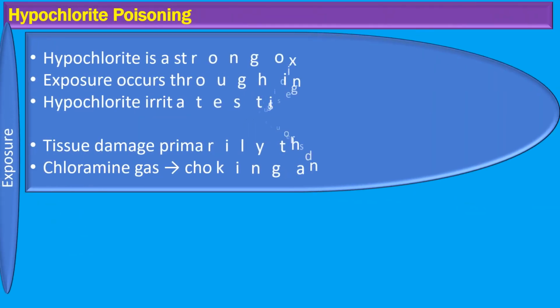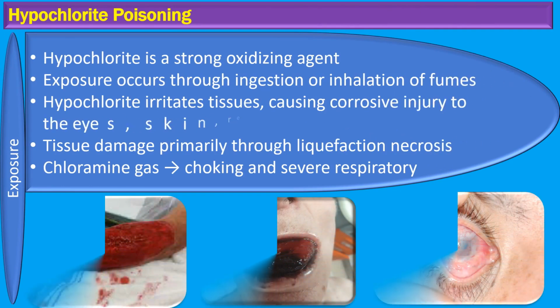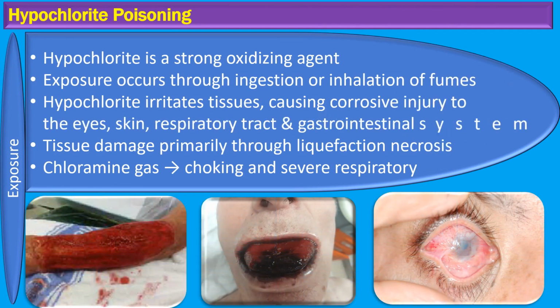Understanding the pathophysiology of hypochlorite poisoning is vital for prevention, prompt diagnosis, and effective treatment. So let's begin by understanding what happens when hypochlorite, a strong oxidizing agent, encounters organic tissue. Our exposure to these chemicals can happen in several ways. Direct contact with the skin, ingestion, or even inhalation of the fumes are all possible routes. Hypochlorites are known to be irritants, and the resulting damage can be quite severe.